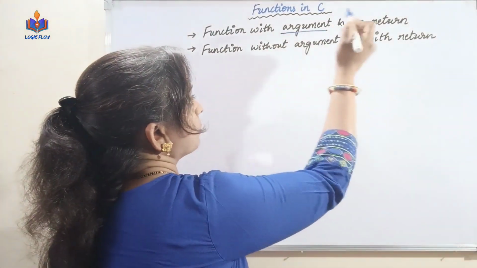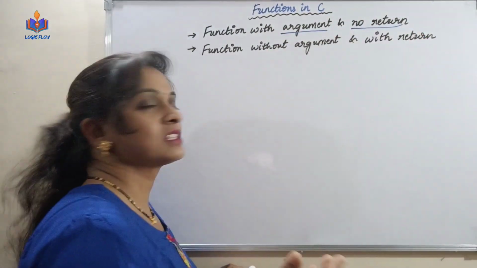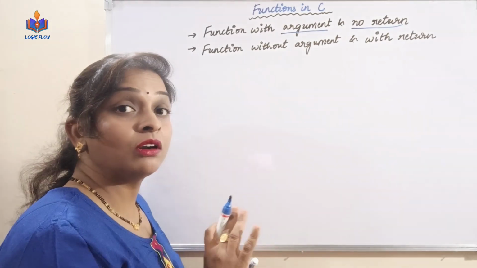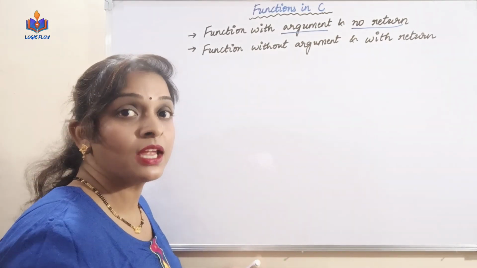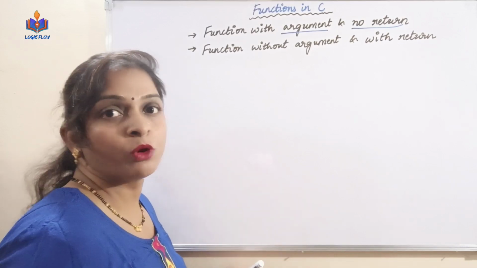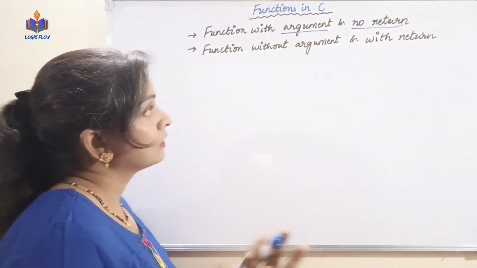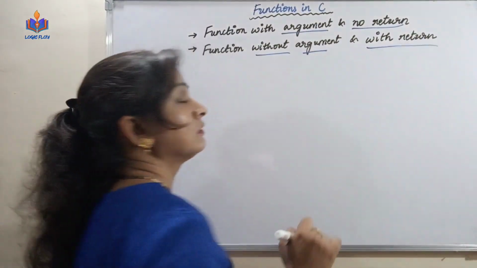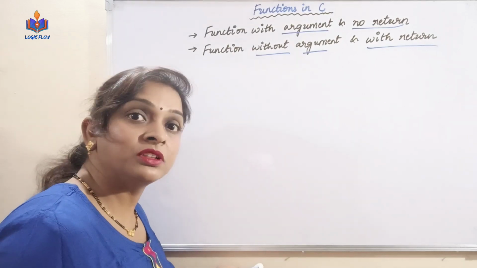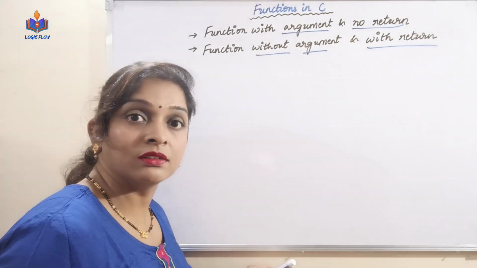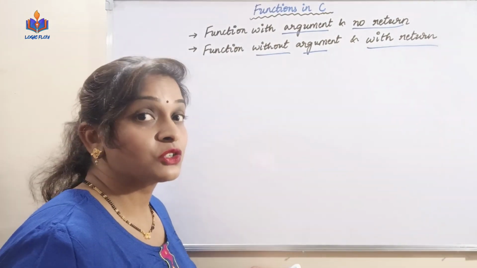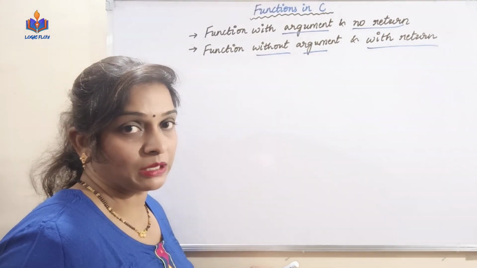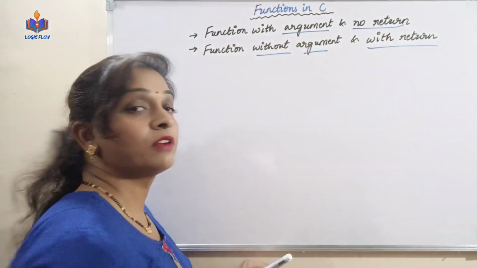Function with argument and no return. So what is this type of function? It is taking input but it is not returning anything. It means it is going to print the output in the subprogram itself. That's it. The second type is function without argument and with return. It is not taking input itself, then how is it going to return? So here is a big question. Here comes one more concept of local variable and global variable that we'll discuss in this type of function.